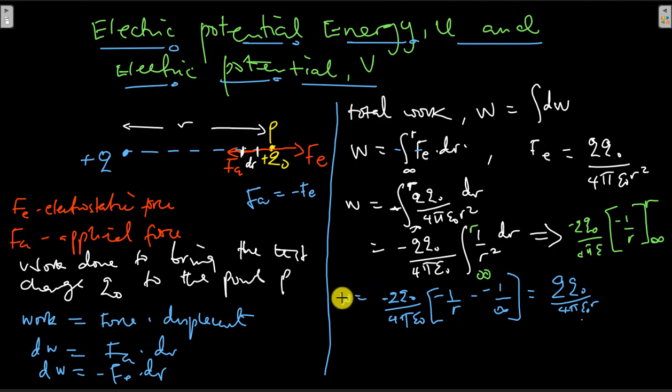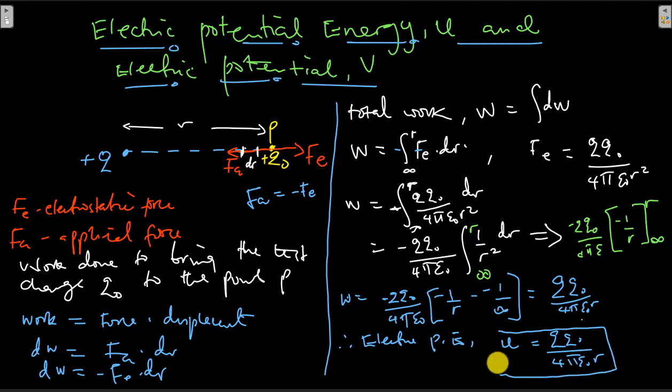This work done to move a test charge Q naught from infinity to a point P in an electric field of Q is what we call the electric potential energy. So we conclude that the electric potential energy U is given by Q naught over 4 pi epsilon naught r. It's a scalar quantity since this is just the work done to bring Q naught from infinity to a point P, which is at a distance r from the charge Q.